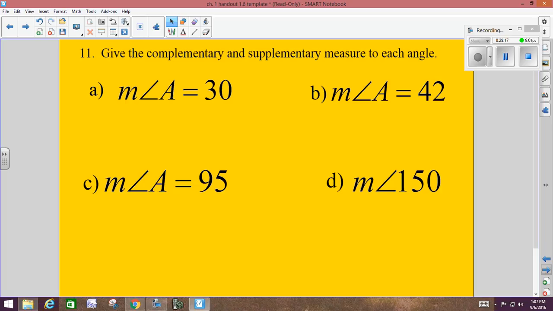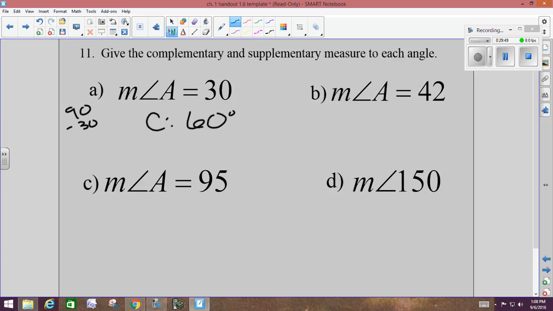Number 11, very bottom. It says give the complementary and supplementary measure to each angle. So for part A, the angle is 30 degrees. I'm supposed to find its complement and its supplement. Complementary angles. Good, and supplementary angles. So if the angle is 30, how am I going to find its complement? And what do I get? Good. And if the angle is 30, how are we going to find its supplement? And what do I get? Good. Give you like 37 seconds to do the next three.